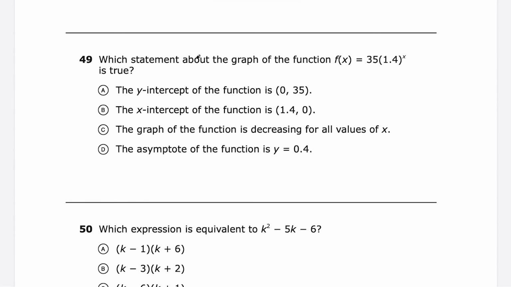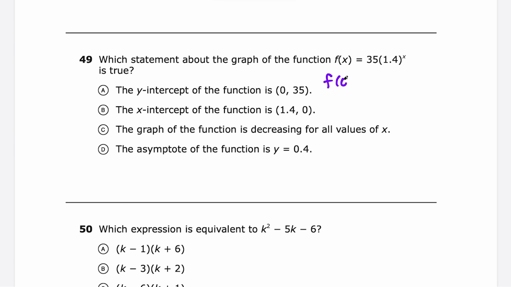Question 49, we want to know which statement about the graph of f of x equals 35 times 1.4 to the x is true. And for this one, I'll do it by hand, and then we'll use the calculator to check our answer. So choice A, we have the y-intercept of the function is (0, 35).